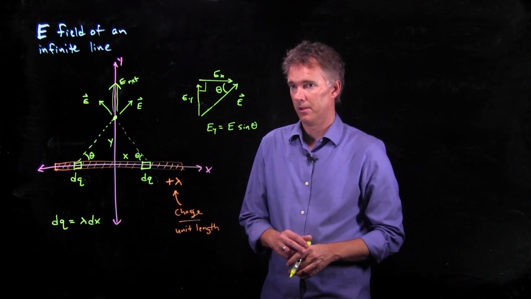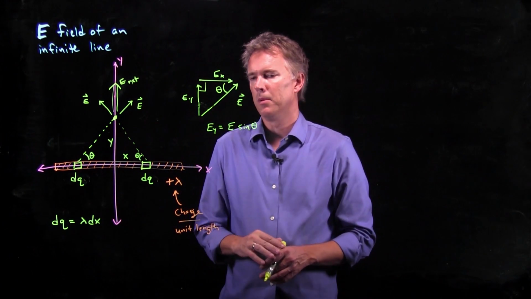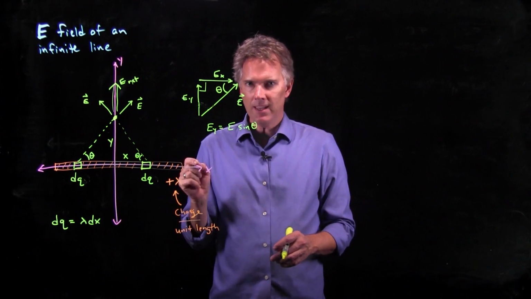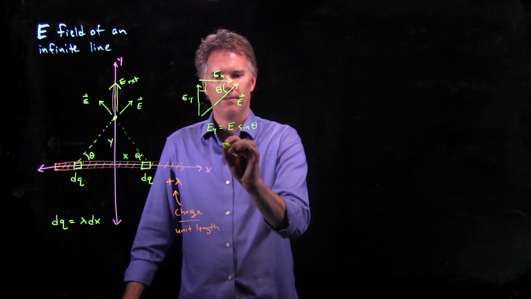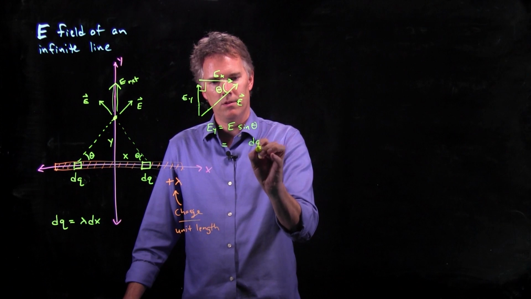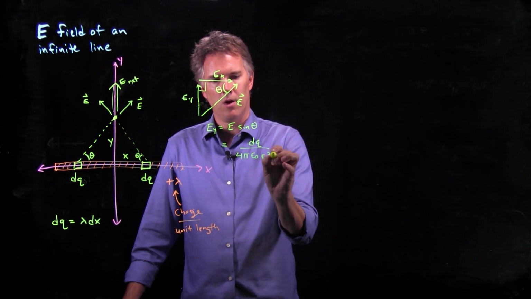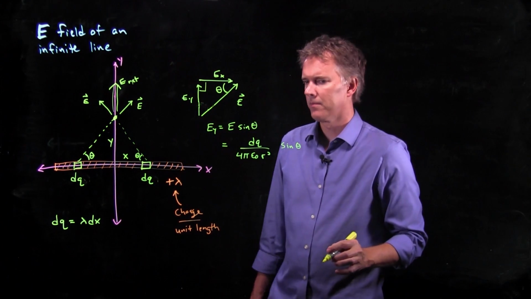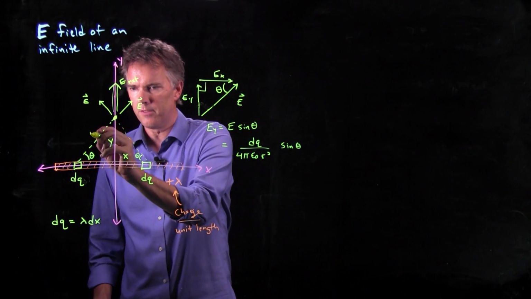All right, that looks pretty good. Now, if we can figure out what E is, we're probably going to be in good shape. But we know what E is. E is just the electric field from a point charge. All right, what is that? It is the charge, dq, divided by 4 pi epsilon naught r squared. And then we still have that sine theta hanging out there. All right, that looks pretty good. But what is r? r is this distance right here.